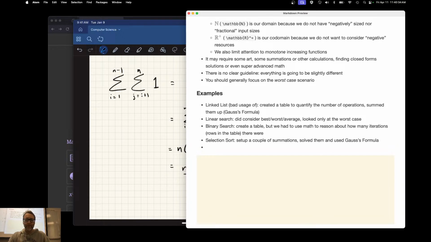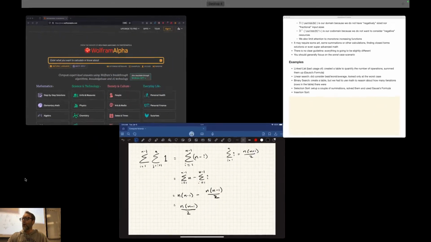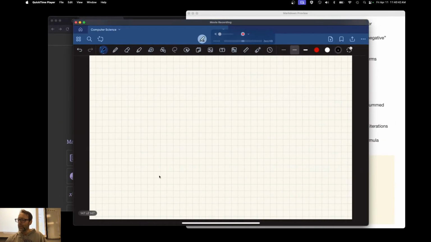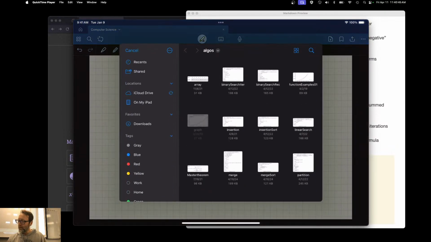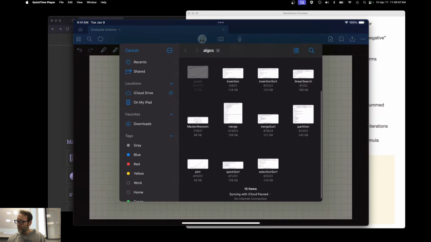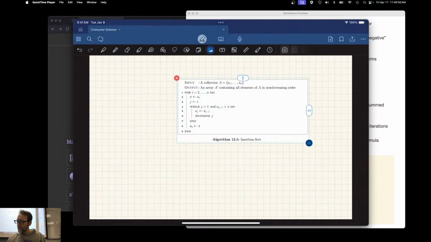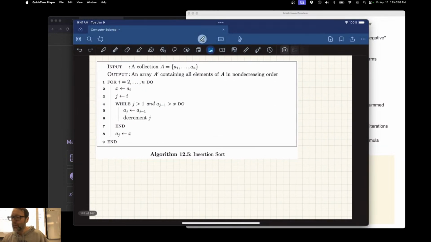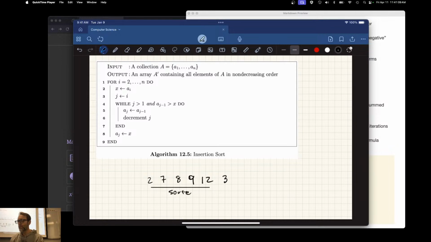All right. Another example, insertion sort. Do we remember how insertion sort works? Let's pull it up. Insertion sort, right there. What I'm going to do is jump right into the middle of the algorithm. We've sorted the values 2, 7, 8, 9, and 12. And now we've got 3. This is the sorted section, and this is the rest of it, to be sorted.